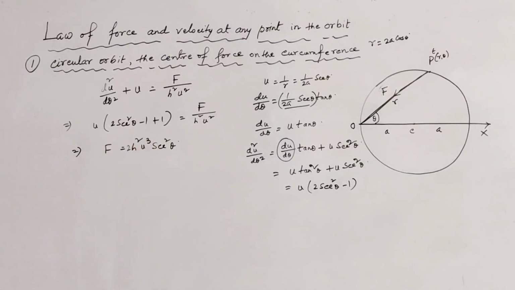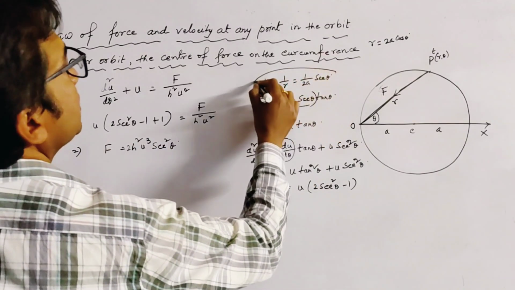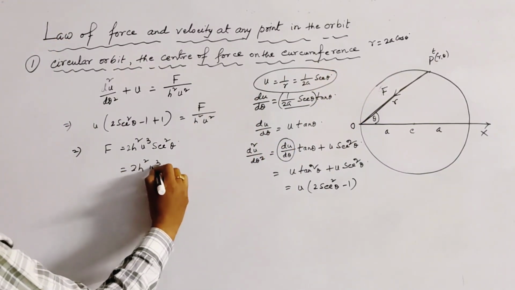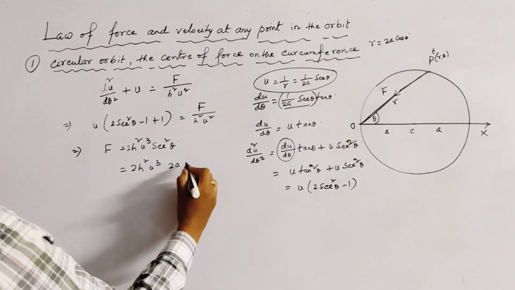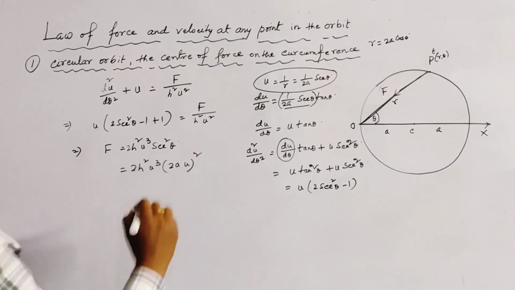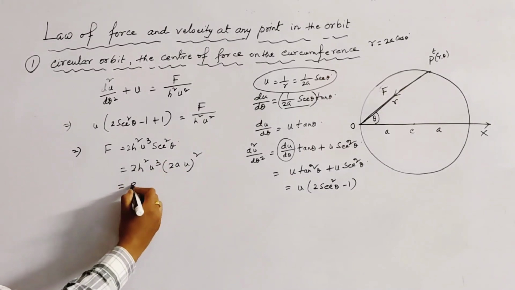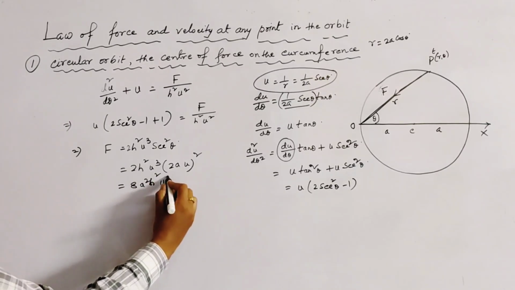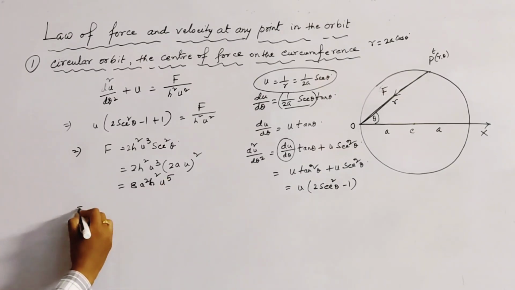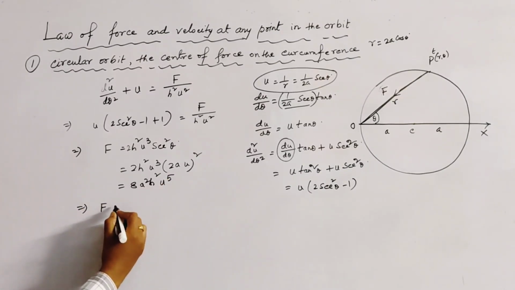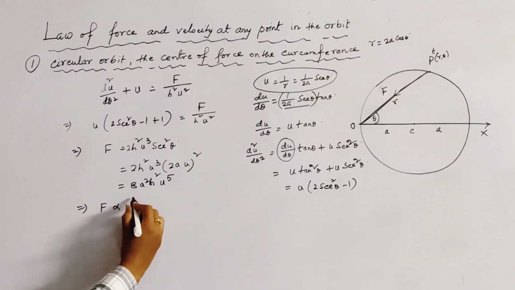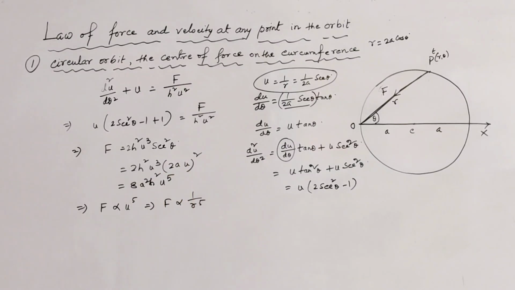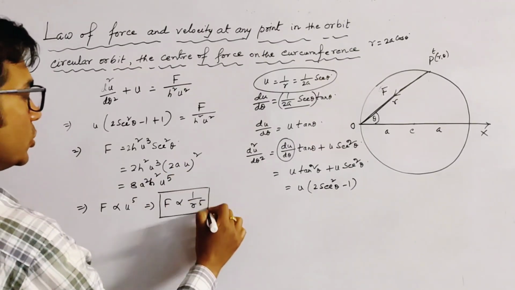sec squared theta. Now we put the value of sec theta. The value of sec theta is 2a into u, whole squared, so that f is 8a squared h squared u to the power 5. So we write f proportional to u to the power 5, or f proportional to 1 by r to the power 5, and this is the law of force.